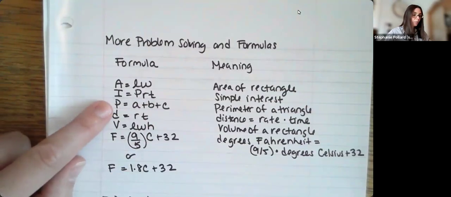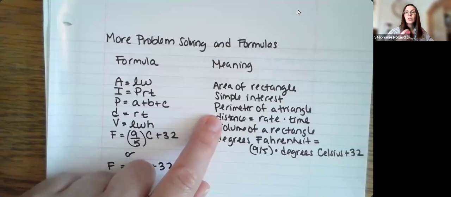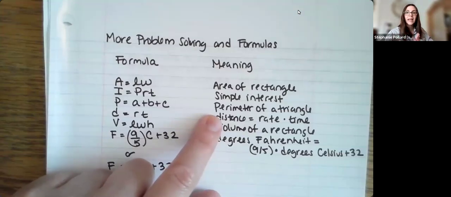The next one is the perimeter of a triangle. So here A, B, and C are representing the different sides of the triangle. But the big idea here is that for perimeter, you just add up all the sides. It doesn't actually matter the shape. If your shape is a rectangle or an octagon, you just add up all the sides, and that gives you the perimeter.